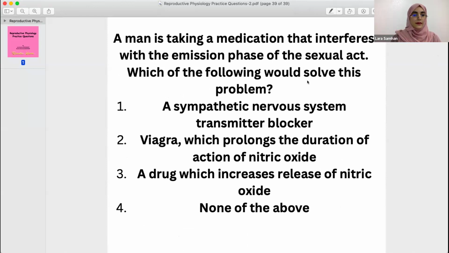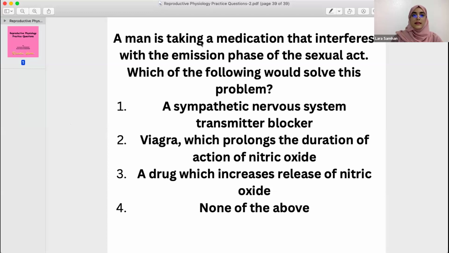What do you guys think is the answer? Any guesses by chance? I don't understand the question. Okay, perfect. We're gonna explain, don't worry.